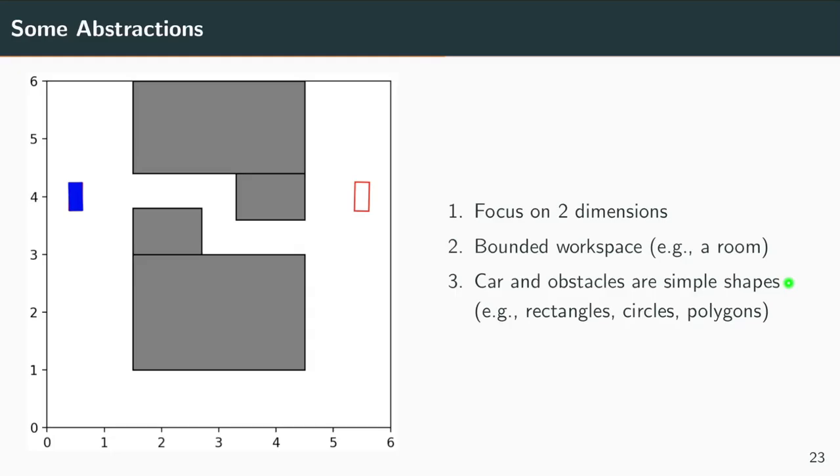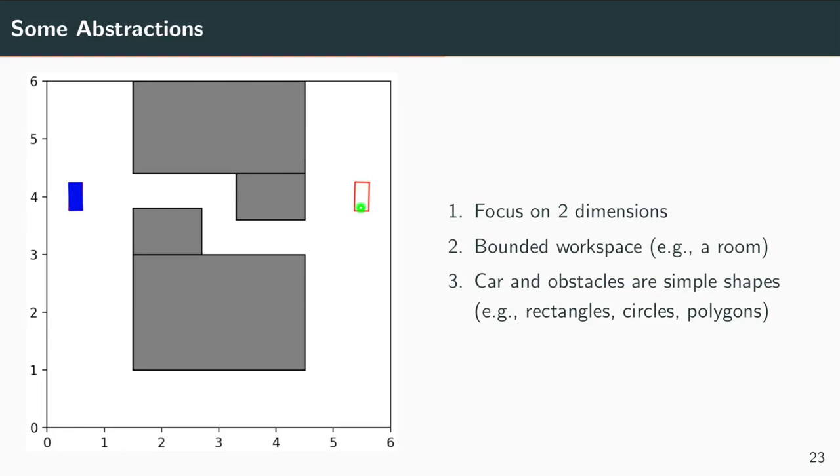Okay, so how can we abstract that away? So for now, let's say we focus on 2 dimensions, and then we could say, okay, we just look at a finite dimensional space, so a fixed workspace like the room here, with some coordinate system. And then we could say, okay, all of the entities we are interested in are just simple 2-dimensional shapes. Like for example, the obstacles marked in gray here are just rectangles. The robot, the car in blue, is also a rectangle, and then the goal state is just drawn in this outline over here.